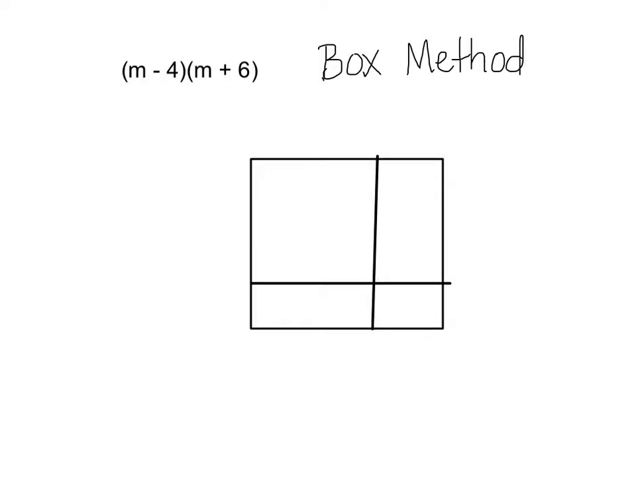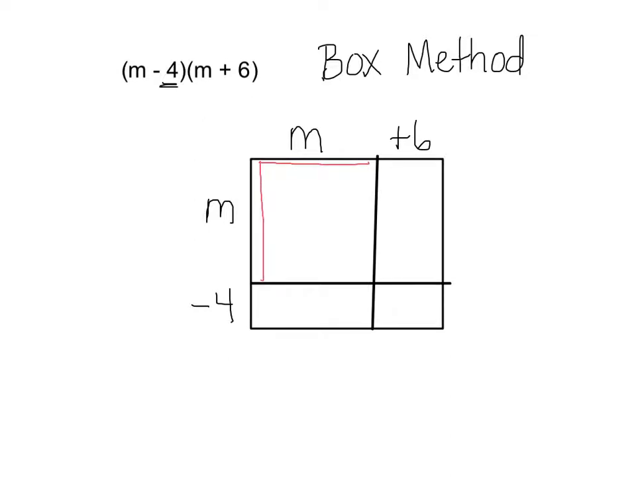So we're going to take that first binomial and I'm going to write it on the left side. So I'm going to put my m here and I'm going to put my negative 4 down here. Make sure you put the sign with this number when you put it out on the side of your rectangle. And then on the top you'll put your other binomial, which is m plus 6. So when you're trying to find the area, you would multiply the length times the width of this rectangle.